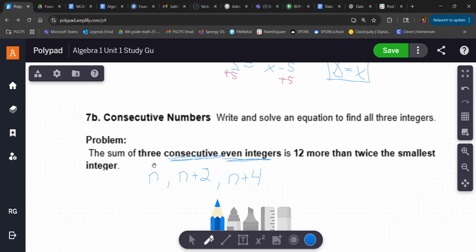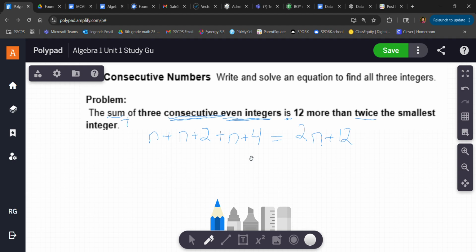So once we have this written out and have a way to express 3 consecutive even integers, then we can go in and write our equation. So it says the sum of these 3 consecutive integers is equal to, and sum means that we are adding. So I'm going to erase these commas and show that we are adding the first, second, and third even integer. It is 12 more than twice the smallest integer. The smallest integer will be n. Twice that will be 2n. And it says 12 more, so just 12 more than that.